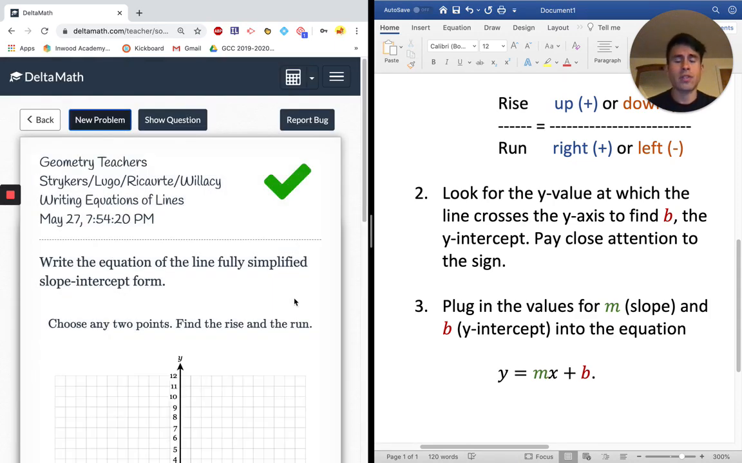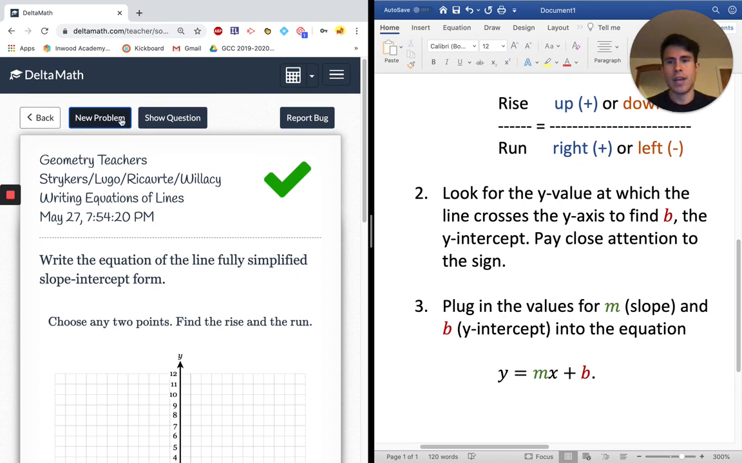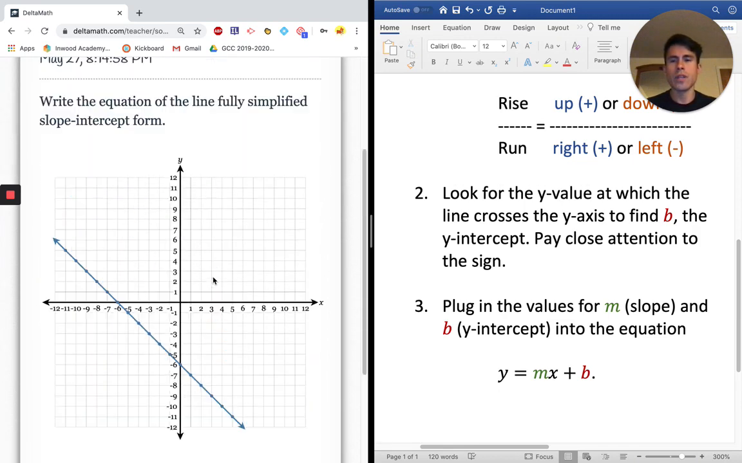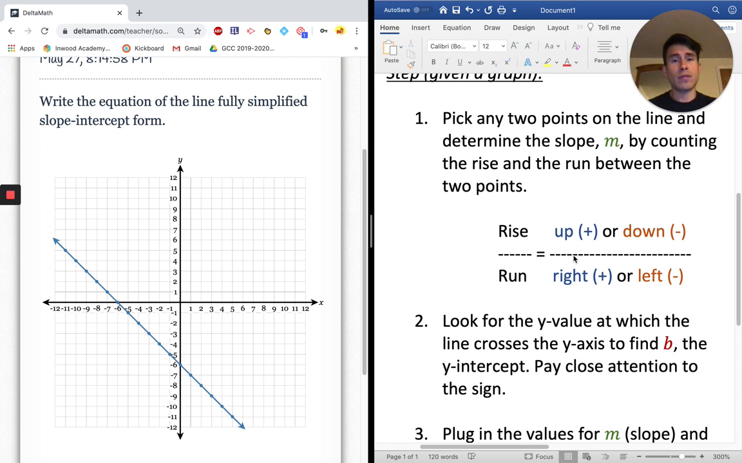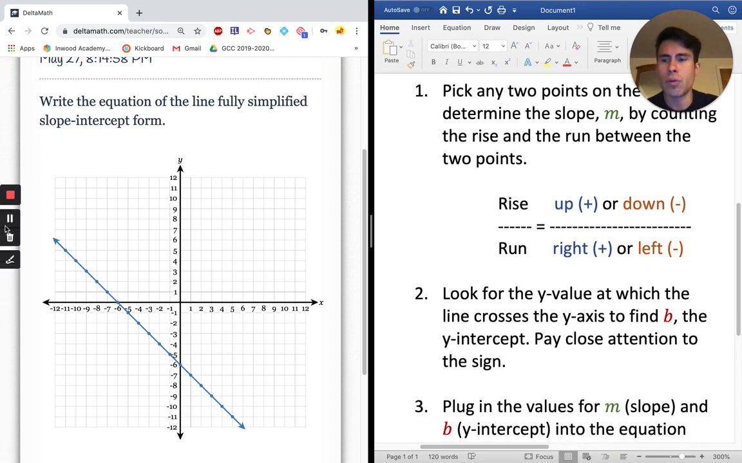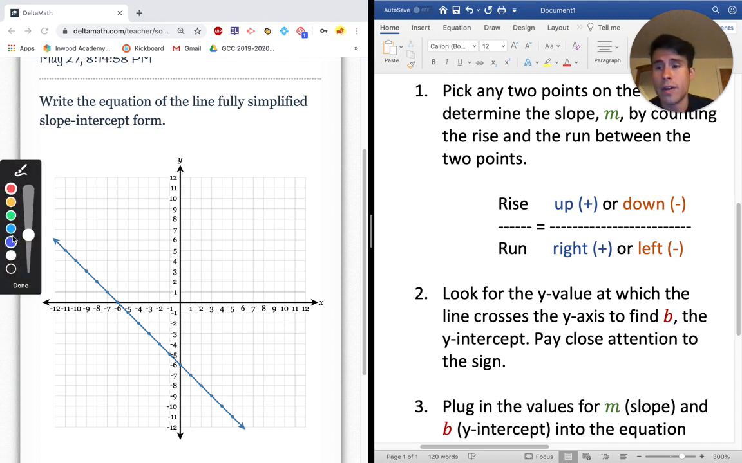So remember, always hit submit, click yes, and then we can do another problem. So here we're going to write the equation of the line fully simplified. Okay, fully simplified. That means if you have to reduce a fraction, reduce it. All right. So again, I'm going to pick any 2 points on this graph. Just to show you how to fully simplify, let's say I chose this point here, this point here, and this point here. Okay, so I'm skipping 2 points for now. You don't have to do this, just as an example.